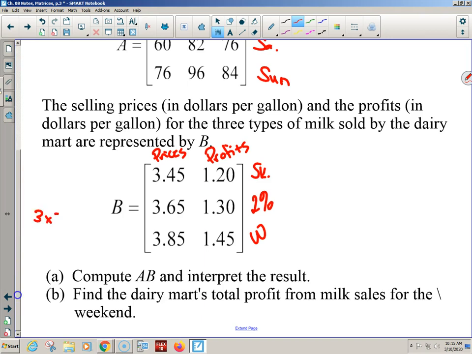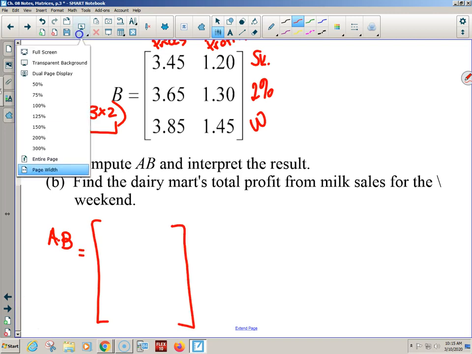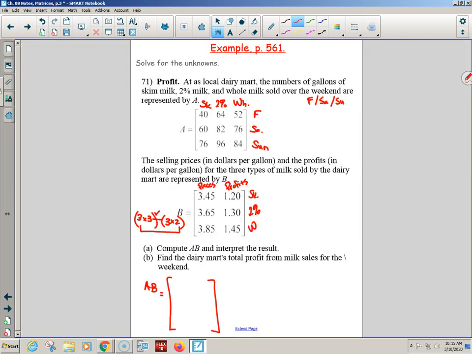A is a 3 by 3. B is going to be 3 by 2. So what size is my answer going to be? Those match. That's good. It's going to be a 3 by 2. But asking for us to interpret the results. You guys could totally do this in your calculator. And when you do, we're just curious, do you know what you've gotten? Let me go full page on you. What have you gotten once you find all of these?